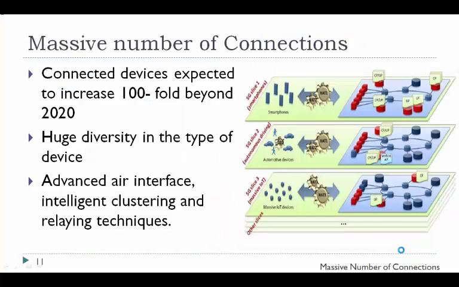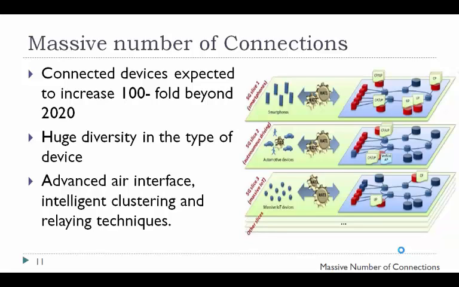Next challenge is massive number of connections. Due to huge diversity in the type of devices, it is challenging to support the service requirements in an efficient manner. Techniques like intelligent clustering and relaying can be used to support hyperconnectivity. For instance, one device can act as a gateway to aggregate traffic, thereby reducing signaling load on the network.